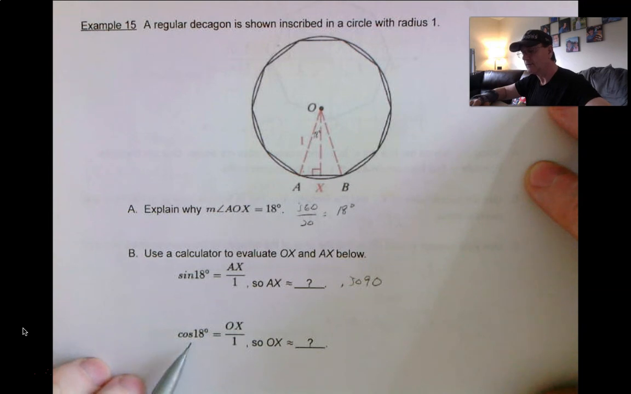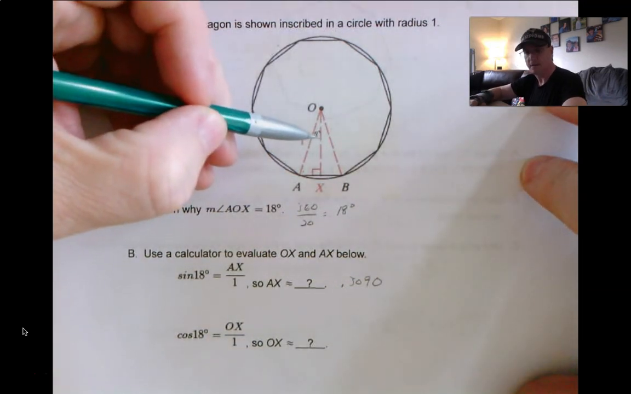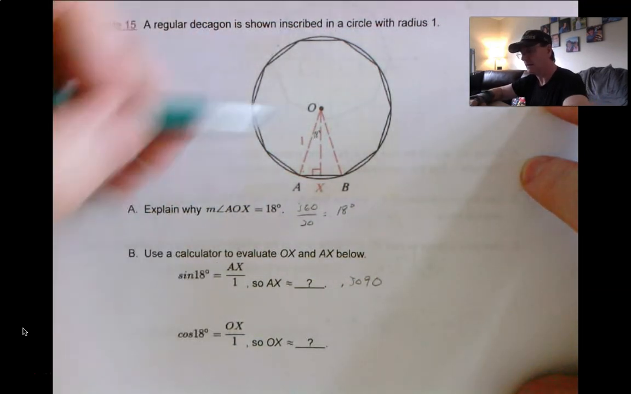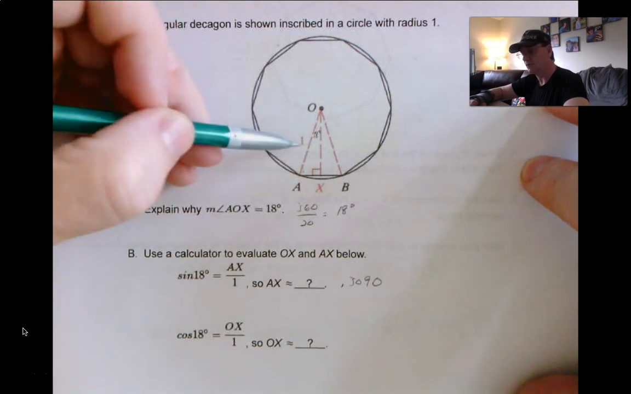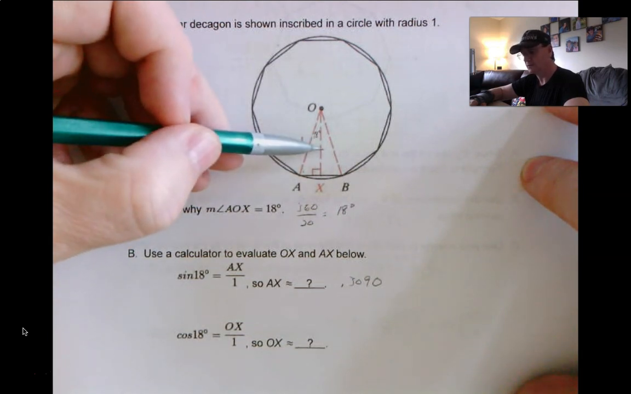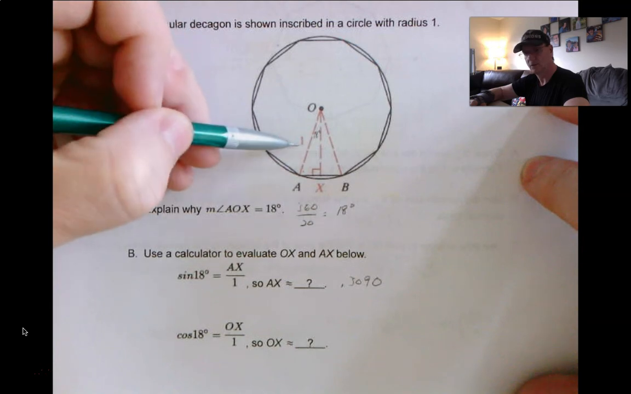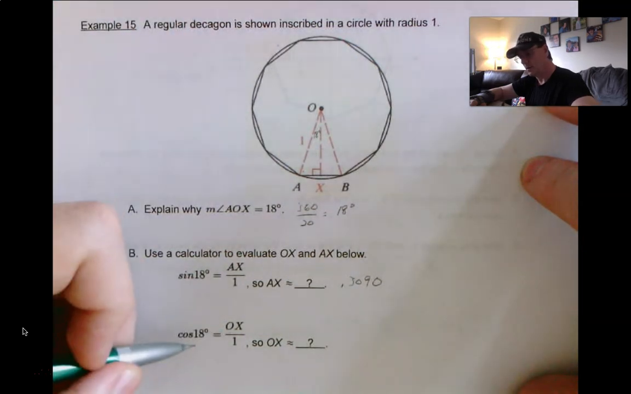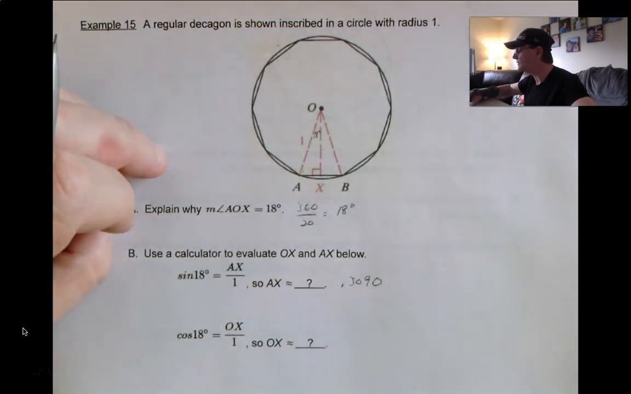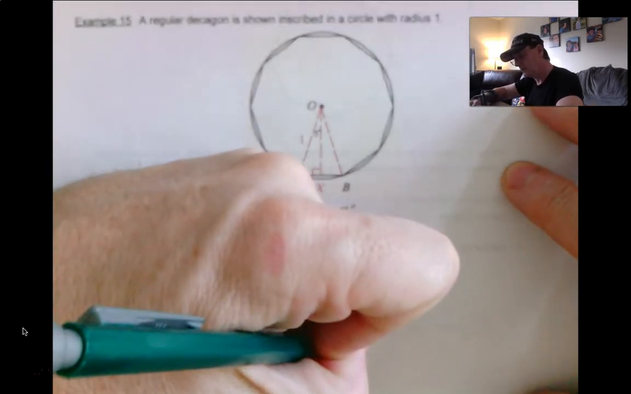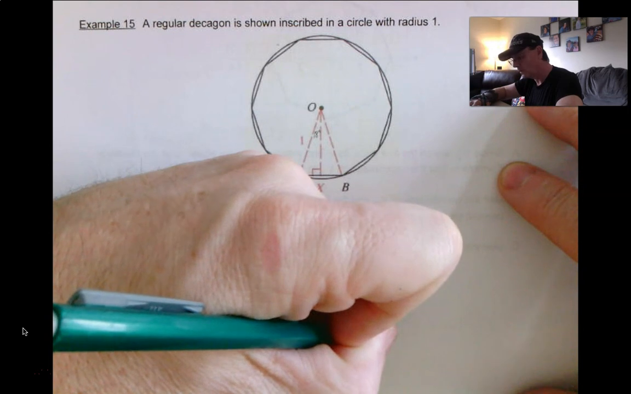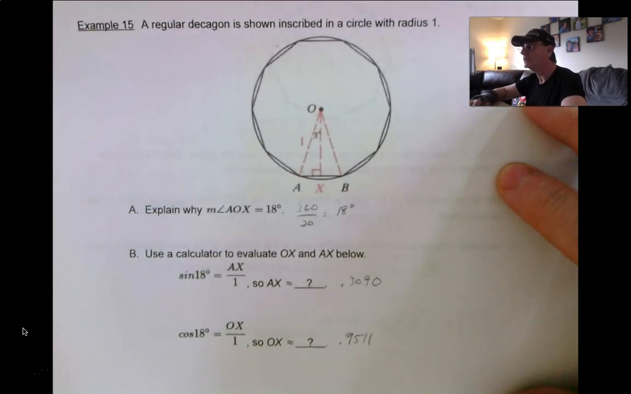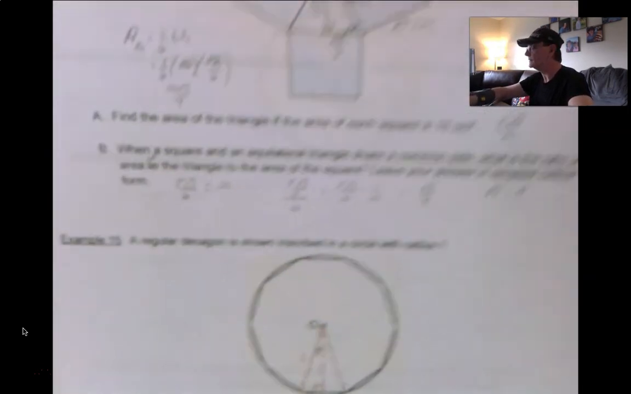Cosine is going to be, we're finding OX now. OX is adjacent. So cosine is adjacent over hypotenuse. So cosine of 18 degrees is equal to OX over 1. So OX is equal to cosine of 18 degrees. 18 cosine, 0.9511. And we're going to use these to continue this problem.